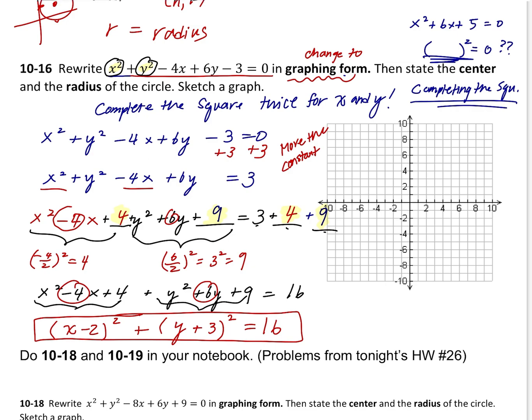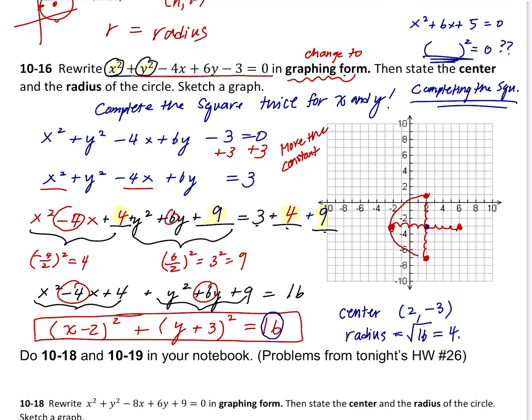We got a circle with center at 2, -3. And since this is the radius squared, radius would be the square root of 16, which is gotta be 4. And we can graph it. Center at 2, -3. And radius is a 4, so I'm going to go up 4, right 4, down 4, and left 4.